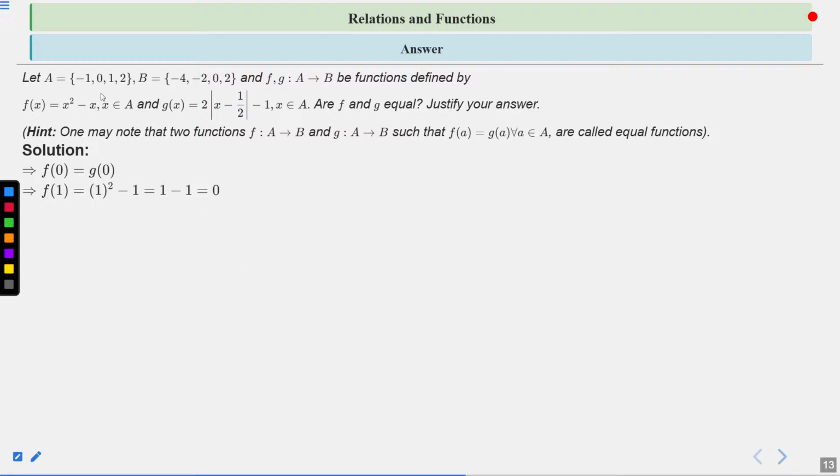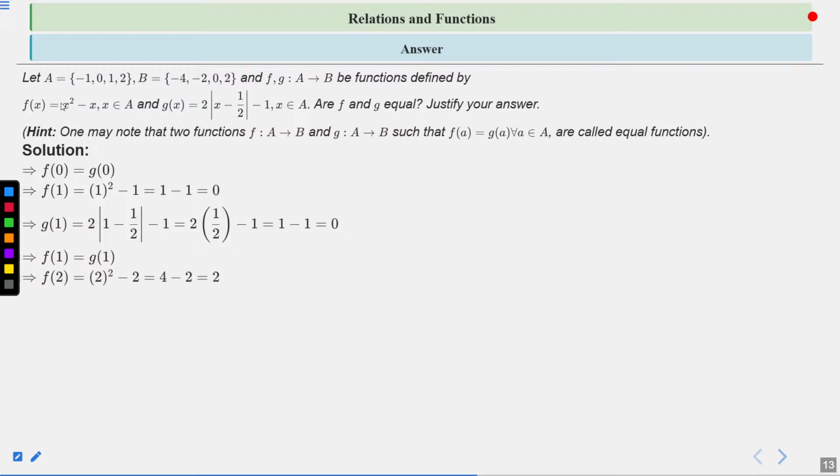Now we have already checked for -1 and 0. Let us check for f of 1. So f of 1 will be equal to, f(x) is equal to x square minus x. So f of 1 will be equal to 1 square minus 1. So after solving this we will get f of 1 is equal to 0. Let us check for g of 1. g of 1 will be equal to 2 times the absolute value of (1 minus 1 by 2), minus 1. Right, which we will get 2 times 1 by 2. It will cancel out. So 1 minus 1 is equal to 0. So f of 1 is 0, g of 1 is 0, right? So f of 1 is equal to g of 1.